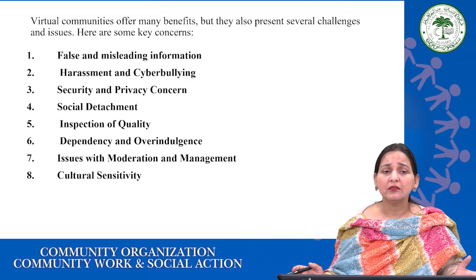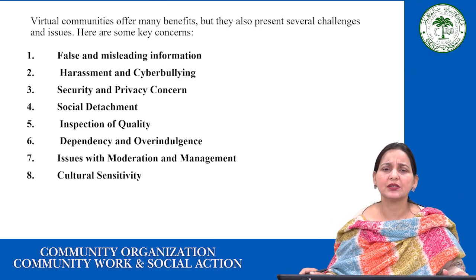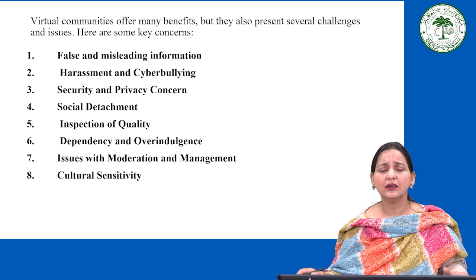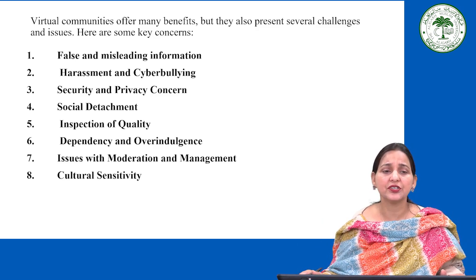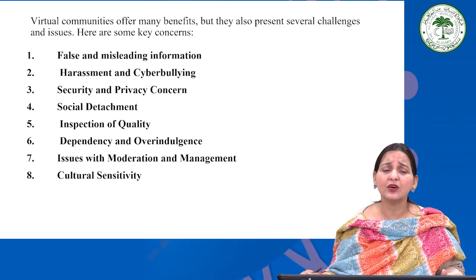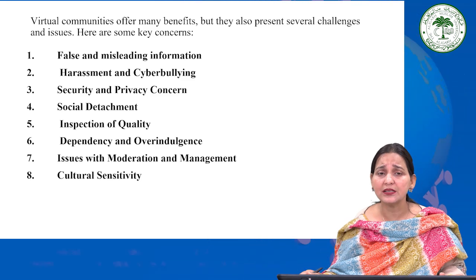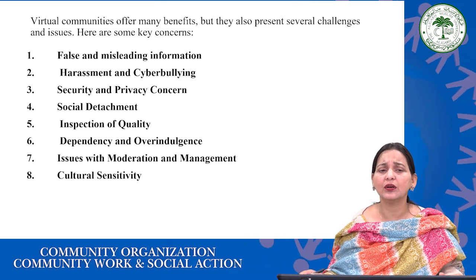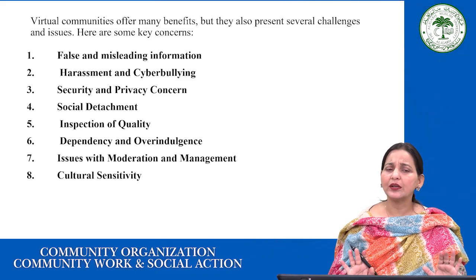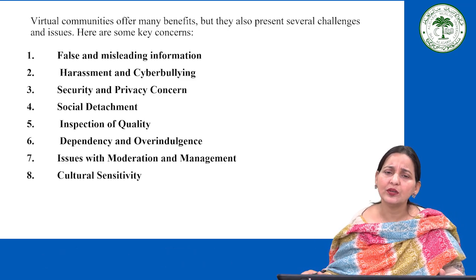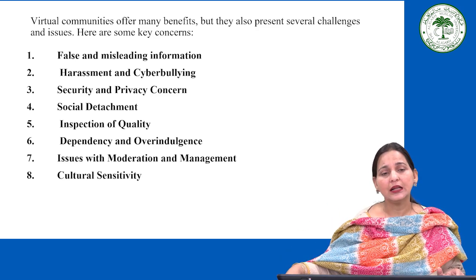Social detachment. Now we have seen that society has become so individualistic. Everyone is busy in their own virtual world without giving much attention to their physical surroundings, to their neighborhood, to the traditional mode of interactions and relationships. Inspection of quality is important. Dependency and overindulgence are very high. We see that a lot of issues have emerged because of this over dependency and overindulgence. We actually don't rely much on our own cognition, and we are dependent on lots of virtual aspects. Right now we are not talking about virtual things or AI in general. We are mainly concerned about virtual communities, right? So don't mix both.